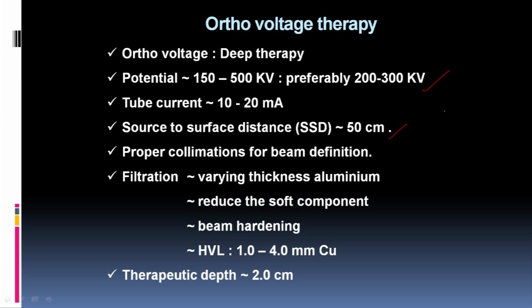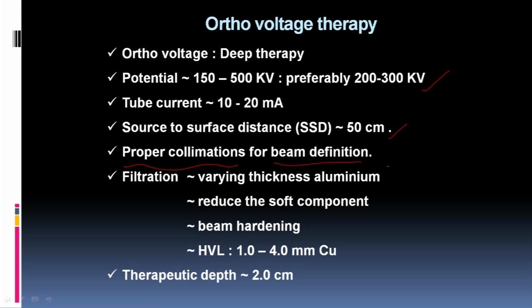But in the previous three types of therapy, we do not use any type of collimation system. But here we require a proper collimation system, proper collimators for beam definition, means to define the field size, the amount of area or amount of volume we are going to treat. This is defined by the proper collimators which are attached to the output of the X-ray beam.